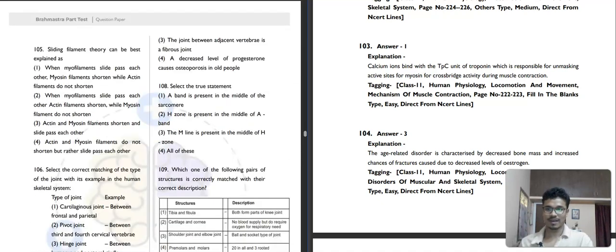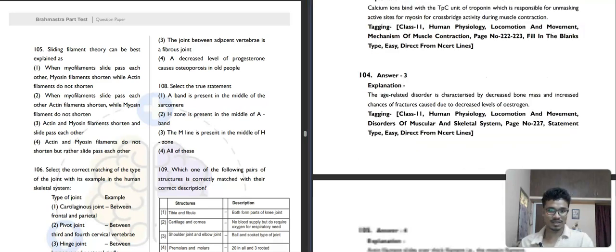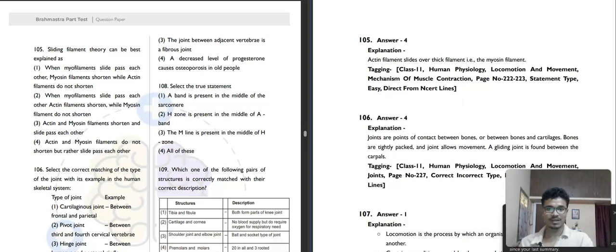Then 105. Sliding filament theory can be best explained as. So what is sliding filament theory? You know that actin slides over thick filament, that is myosin. Actin slides over thick filament myosin, that is thin over thick, that is the thing. So our correct answer will be actin and myosin filament do not shorten but rather pass each other. So here fourth option will be our correct answer.